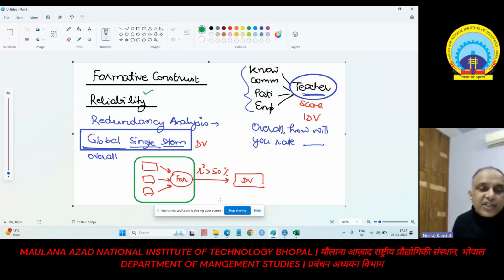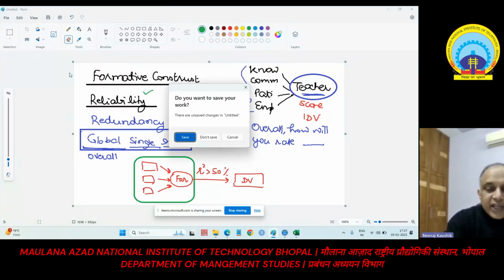Repetition. Measure the same thing 2 times. I know we have said we measure a single time, but not every item. Simply, the overall construct you measure one more time with the overall word. This will be the reliability. Only one point is there, redundancy analysis.